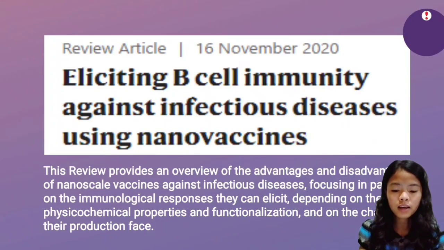The next one is eliciting B cell immunity against infectious diseases using nanovaccines. This review provides an overview of the advantages and disadvantages of using nanoscale vaccines in order to fight infectious diseases.